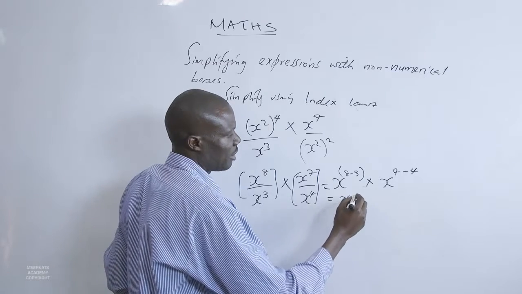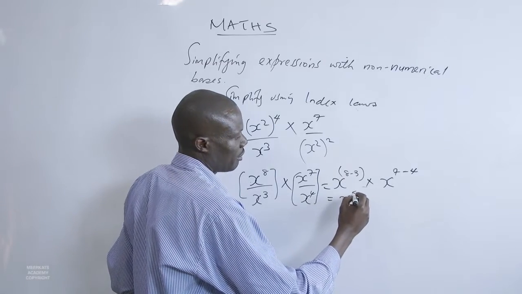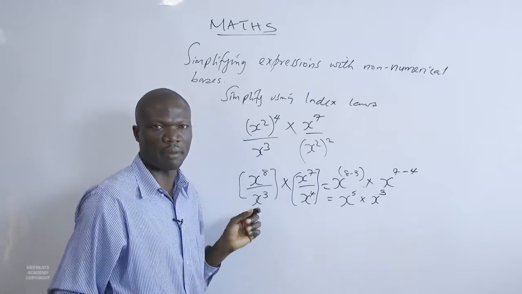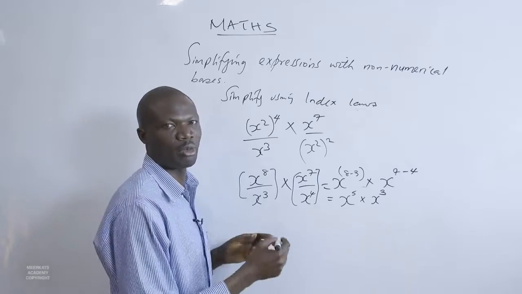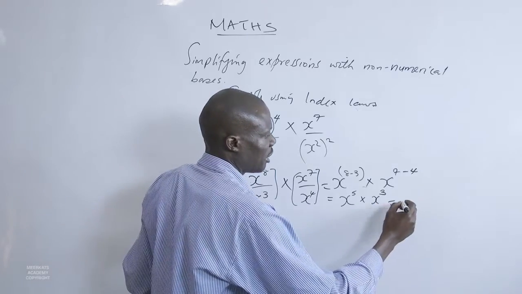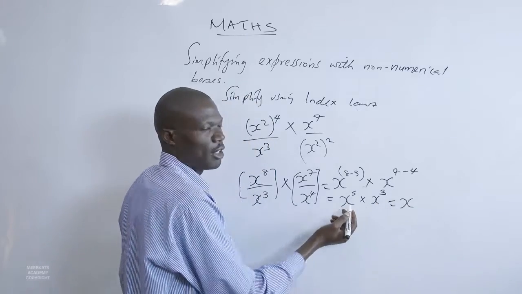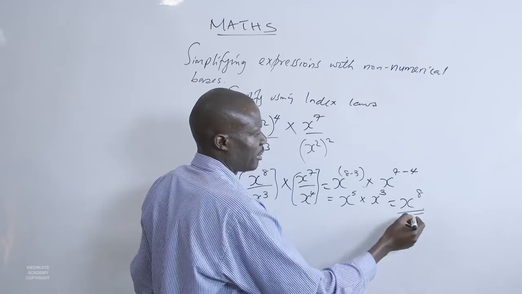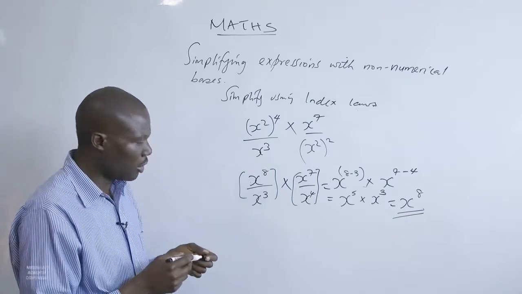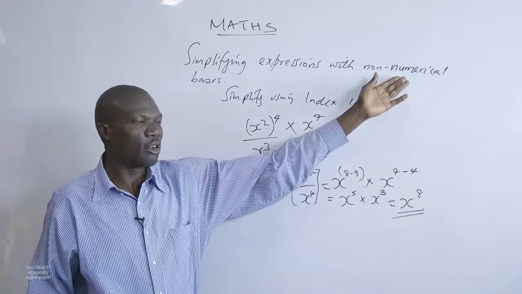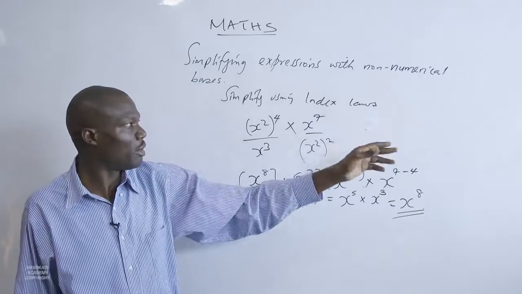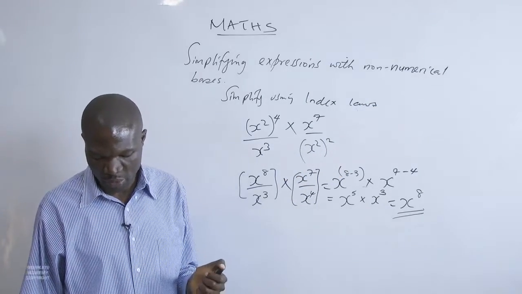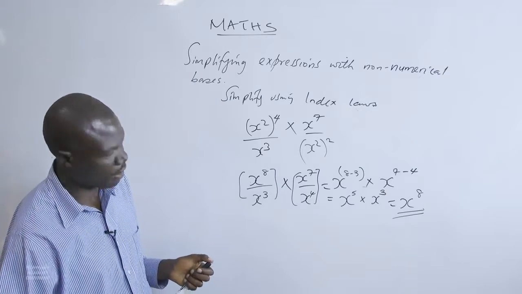This is x power 5 multiplied by x power 3. Because the base is the same, we shall add the powers and we shall have our answer as x to the power of 5 plus 3, which is 8. So it's not only on numerical values, but also on non-numerical values, the index law will always work. It will always work.